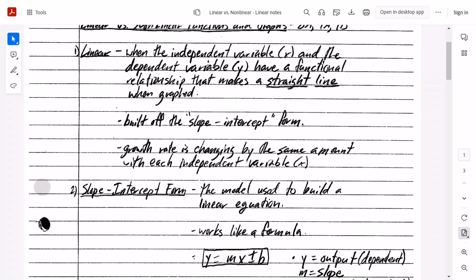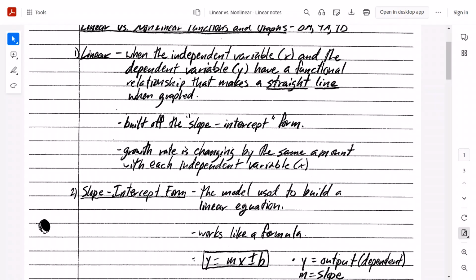Anyway, so it's built off the slope-intercept form. How many have heard of slope-intercept form before? All right, good deal. So slope-intercept form is, when you're first introduced to it, called y equals mx plus b. But if you've worked with it extensively before, you know that sometimes it's actually y equals mx minus b as well. So I've got a fix for that here in a bit.